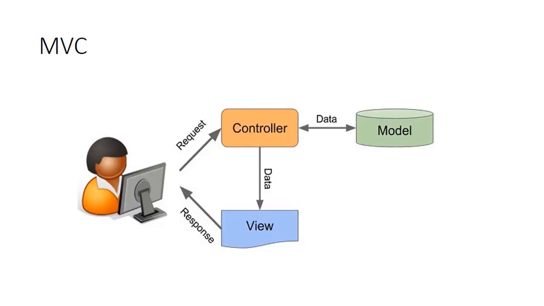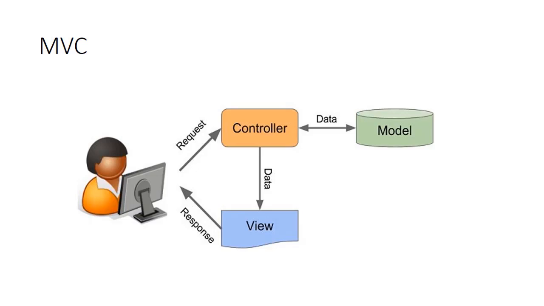Here we have a model, which is where the data comes from. It could be a database, it could be a web service, etc. Then we have a view, which is what the user is seeing. And we have a controller, which is coordinating all the actions. It is in charge of refreshing the model, it is in charge of displaying the data in the view, and it is in charge of reacting to events from the view.